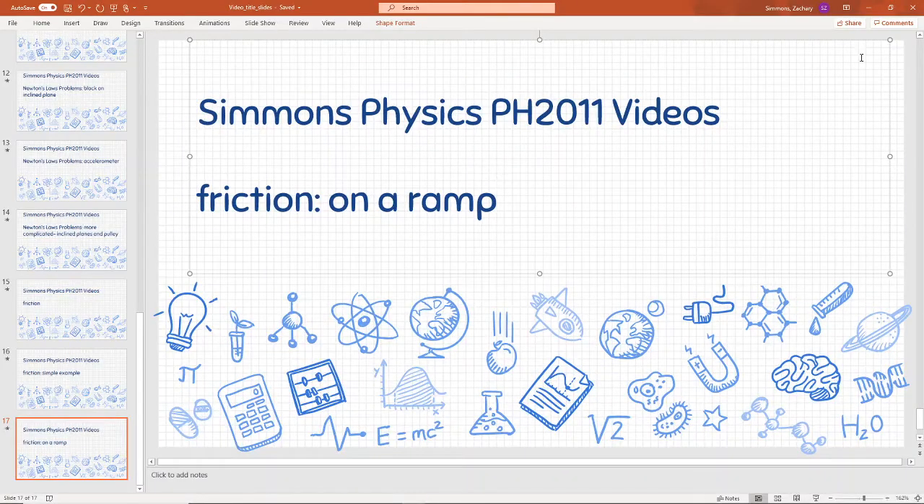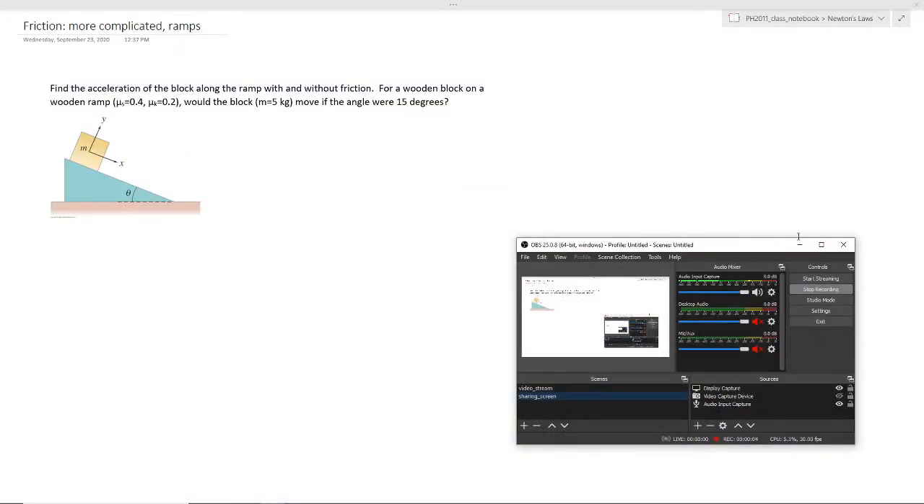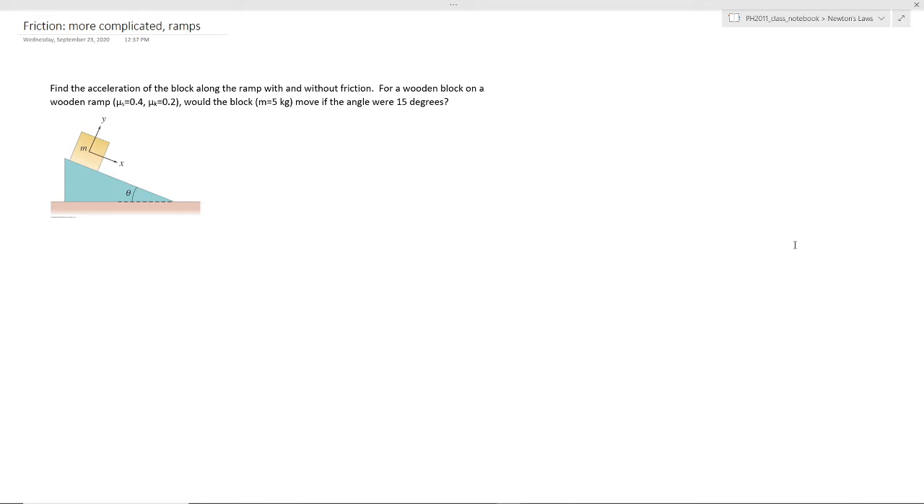Okay, let's look at friction when you're on a ramp. Recall we've looked at this situation before, where we have a block on a ramp and we want to analyze its acceleration. So find the acceleration of the block along the ramp with and without friction. We're going to incorporate friction into this picture and see what happens. And we're also going to look at an example.